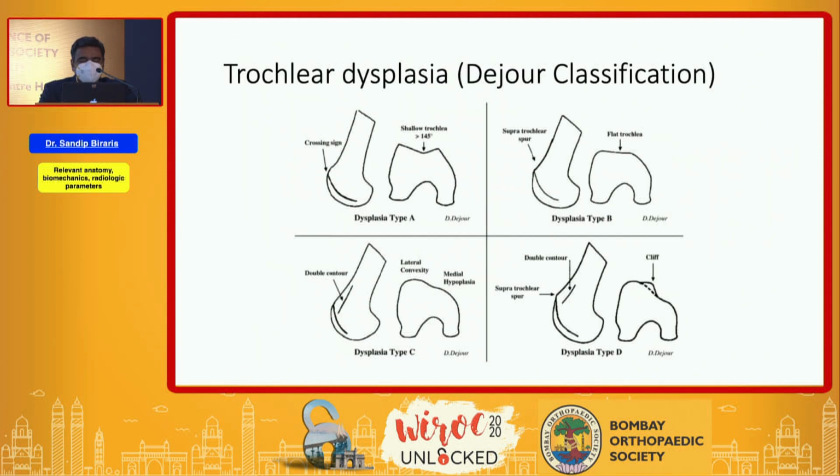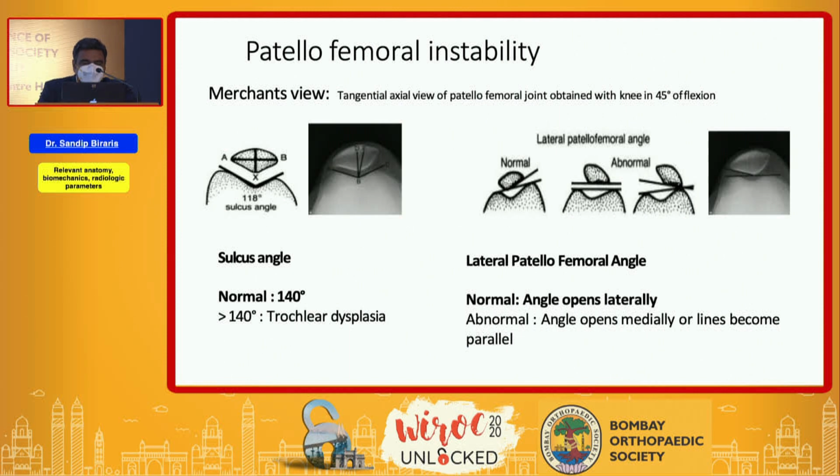Dejour has given a classification for the dysplasia of the femoral condyle. There are 4 types, type A, B, C, D, depending upon the morphology of the trochlea of the femoral condyle. When X-rays are taken to quantify the patellofemoral instability, the various common angles are the sulcus angle, where medial and lateral trochlear facet lines are taken, and the angle measured is called the sulcus angle. Normally it is 140 degrees.